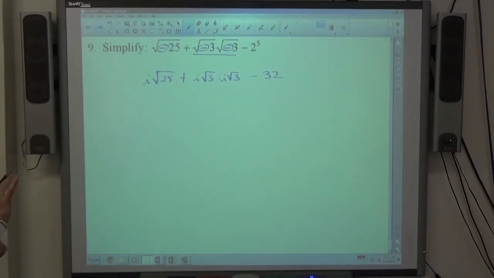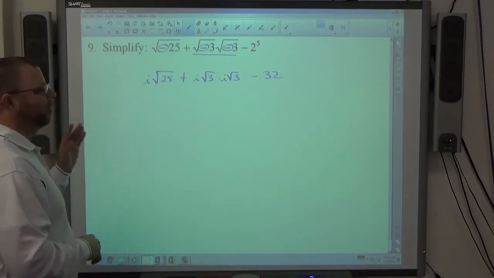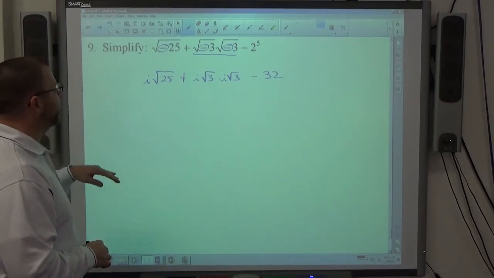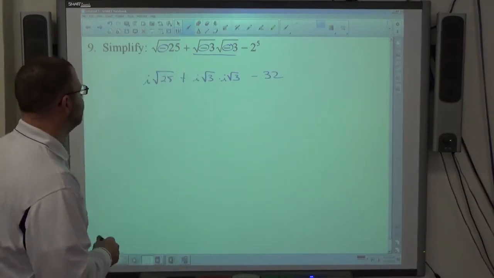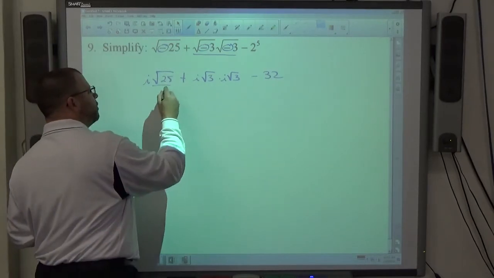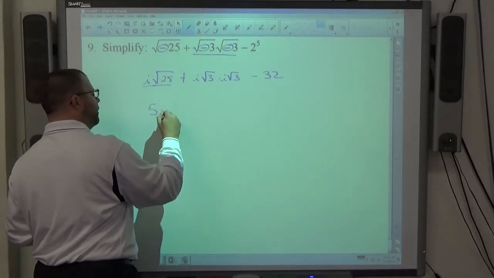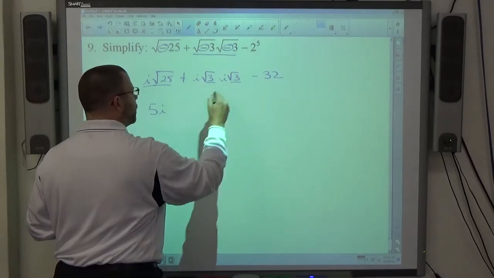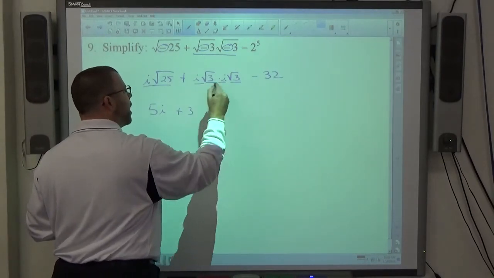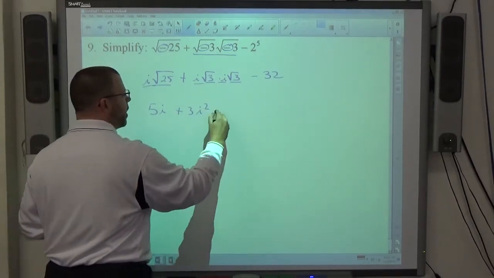Be careful, it says 2 to the fifth, not 2I to the fifth. I've seen people do that on this type of a problem, but put imaginary i's in that aren't really there, but 2 to the fifth is just 32. Square root of 25 is 5. It's being multiplied by I. Square root of 3 times square root of 3 makes 3. It's being multiplied by I, which is I squared, and minus 32.